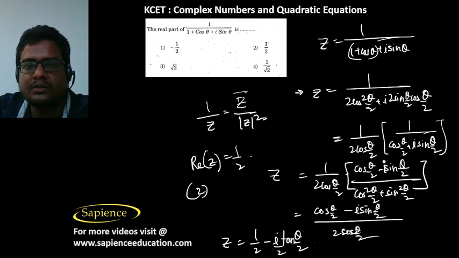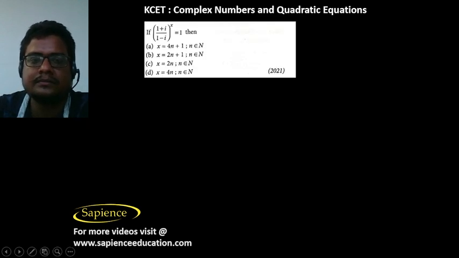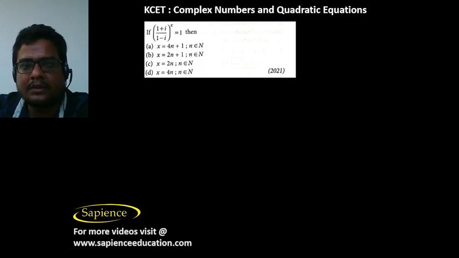So option 2 is the correct answer. And here it is told that if (1 plus i by 1 minus i) whole power x is equal to 1, then x is how much?